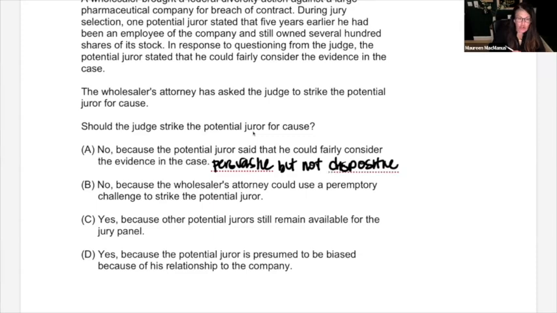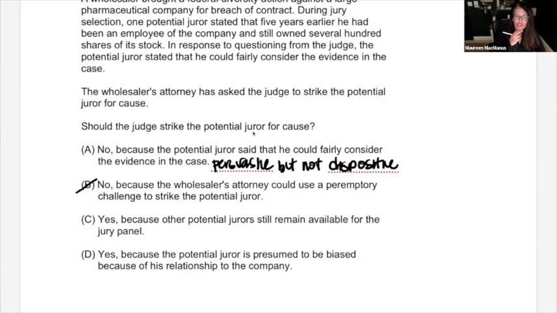B, no, because a wholesaler's attorney could use a peremptory challenge to strike the potential juror. Again, if you can do it for cause, absolutely do that because you want to preserve those peremptory challenges. So that's not a basis to decide whether you should strike or not. Same as, well, it goes to A a little bit.